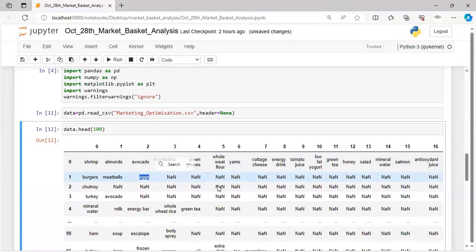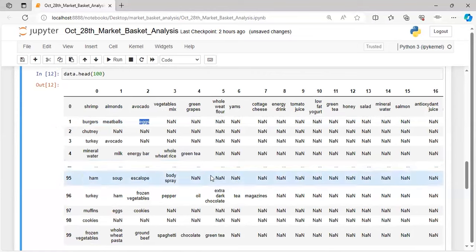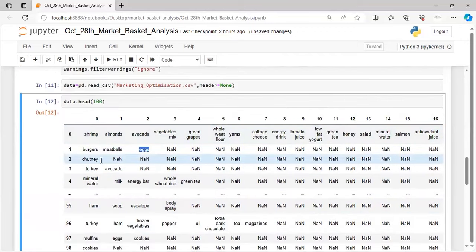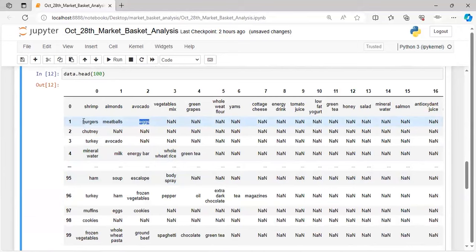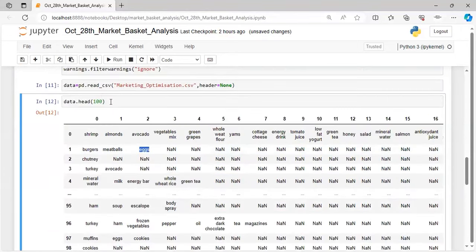Can we say that row 0 contains all the items which are available in the market? Correct. Row 0 indicates all the items available in this particular mall, and 1, 2, 3, 4 and so on are the invoice details. In a particular invoice, these are the items they have purchased. Okay, correct observation. So let me write that thing also.